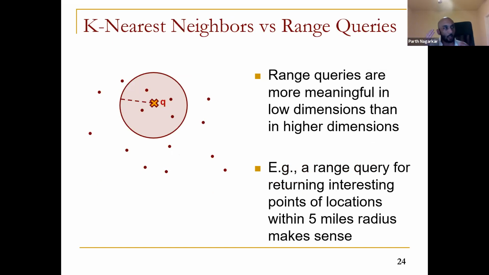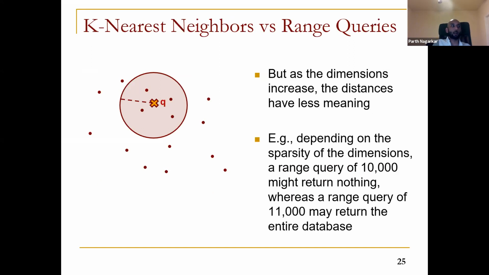If you have low dimensions, a range query for returning interesting locations within a 5-mile radius makes sense. But if you have really large distances, and distances will be large, it depends on how dense your data is, but also on how many dimensions you are dealing with.